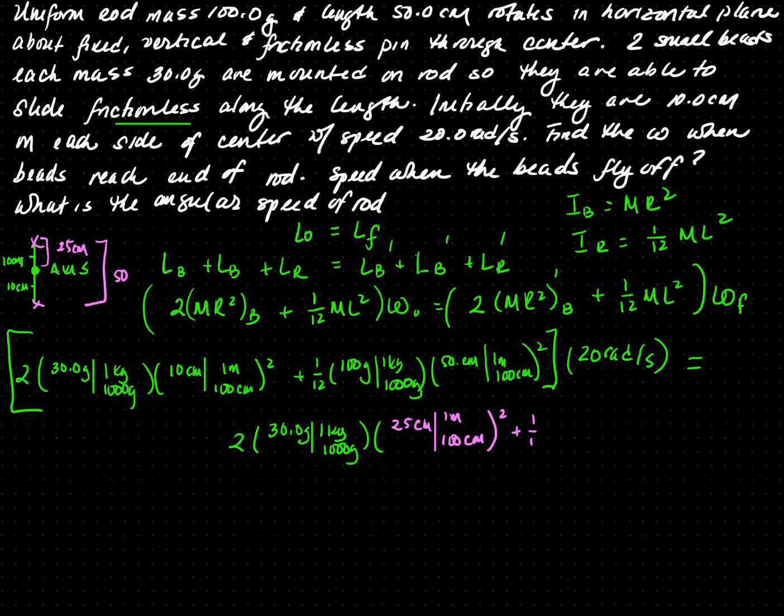plus 1/12. And the rod did not change, so we just copy what we had on the other side. The length is still 50. This is 1 meter, 100 centimeters squared. The entire thing is going to be multiplied by omega final, which is what we're looking for.